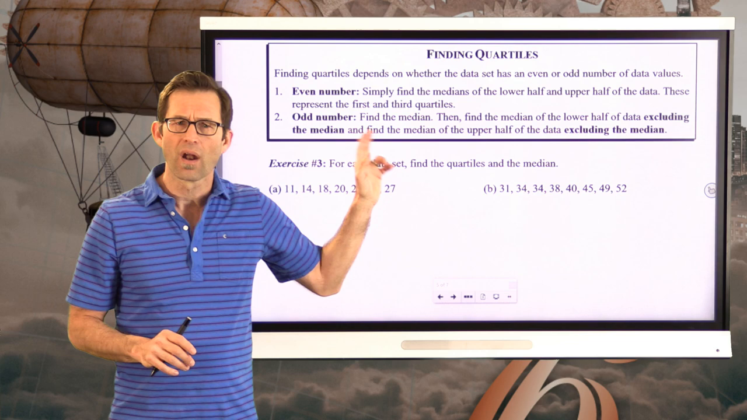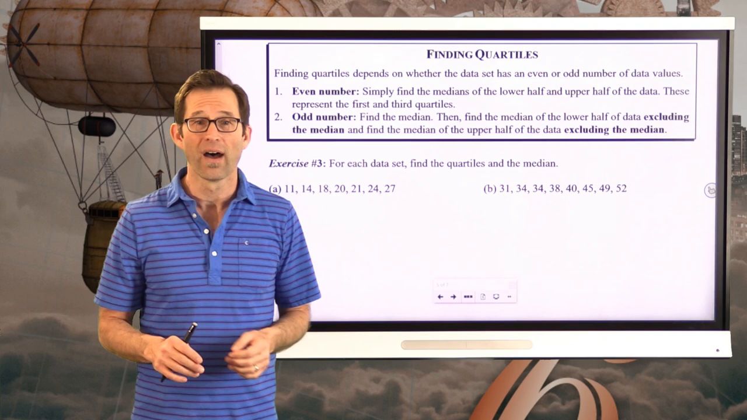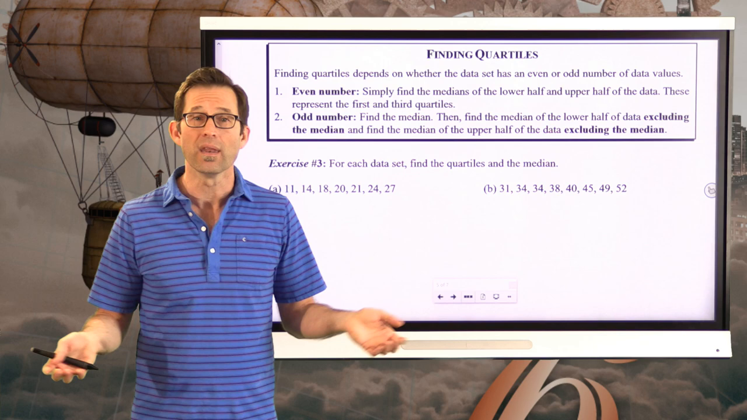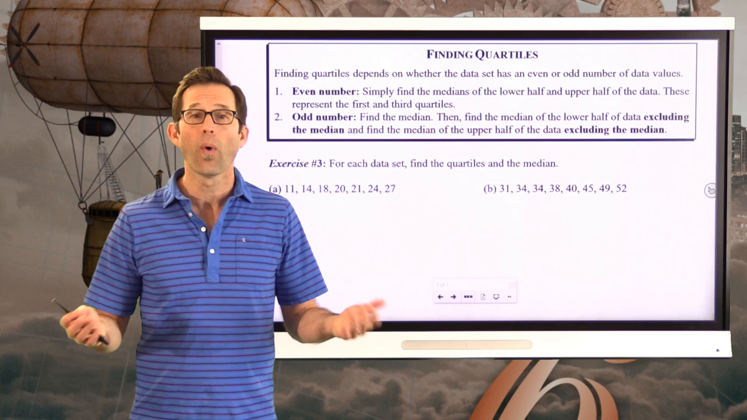It's when there's an odd number that it's more confusing, because obviously there isn't an upper half and lower half when there's an odd number of data points. In that case, we find the median, and then we kind of throw it out. We don't throw it out as in there is no median, but we don't consider it when we think about the quartiles. So let's say that there were 21 data points.